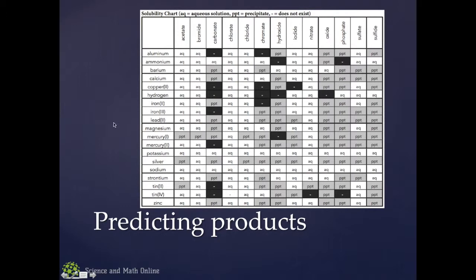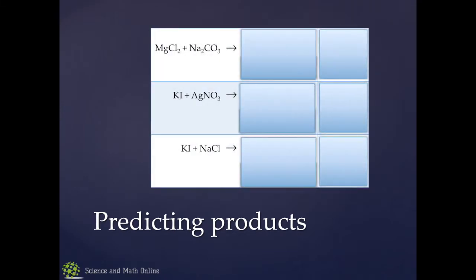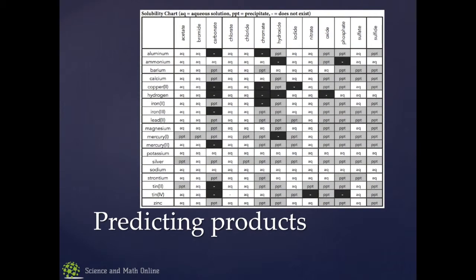All right, so let's look at some examples. Magnesium chloride and sodium carbonate. Magnesium and sodium are going to switch places. So the sodium's going to come over here with the chlorine. Magnesium's going to go over with the carbonate. And so I get those two. You go back to your solubility table. Let me go back real quick and show you how to read the solubility table.